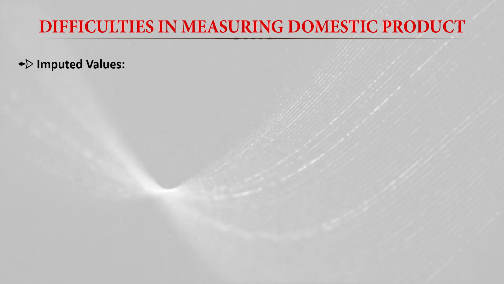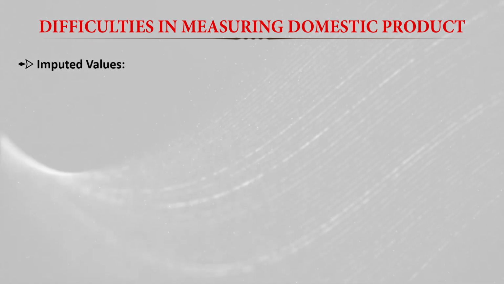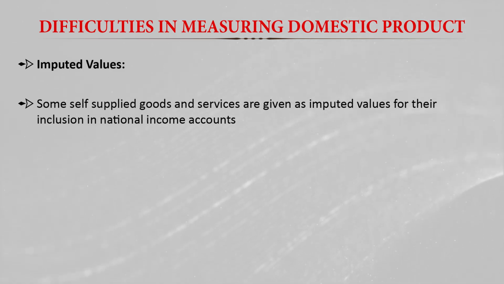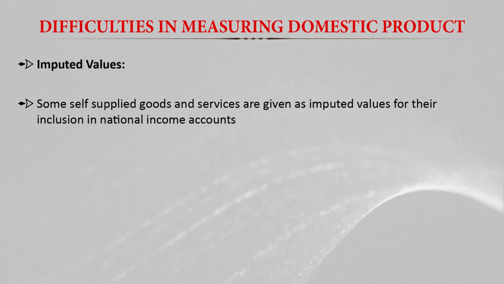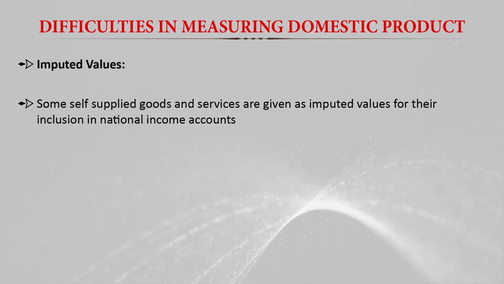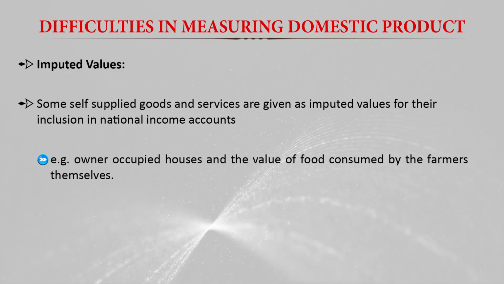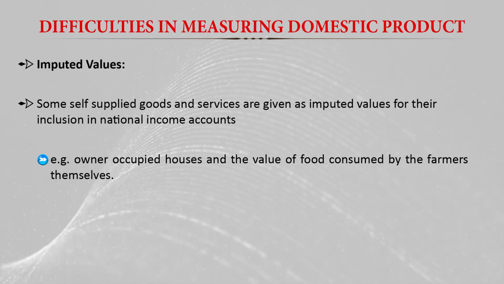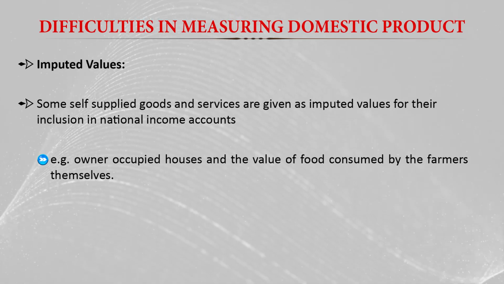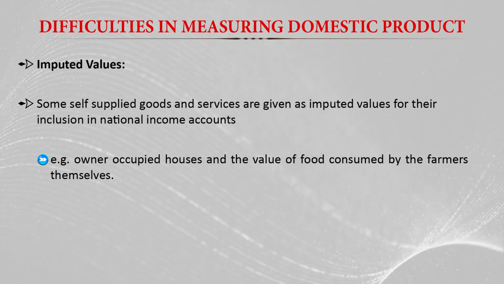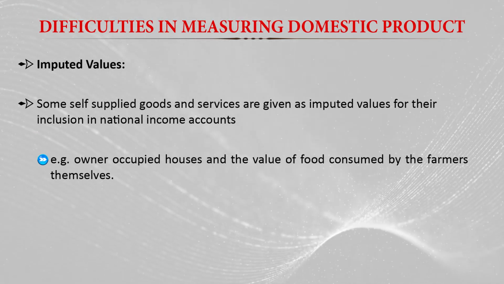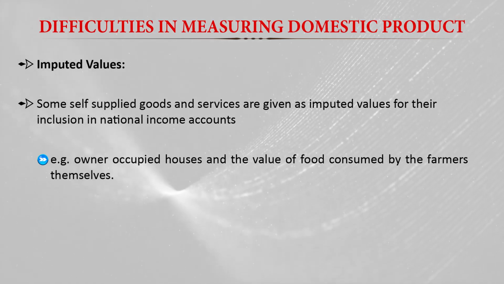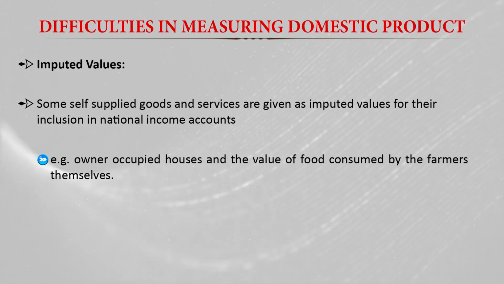Then another aspect is the imputed value. Some of the self-supplied goods and services are given an imputed value for their inclusion in the national income accounts. For example, the owner of a production unit occupies a house, and there is the value added of food consumed by the farmers themselves. So whatever resources they have, they are using.